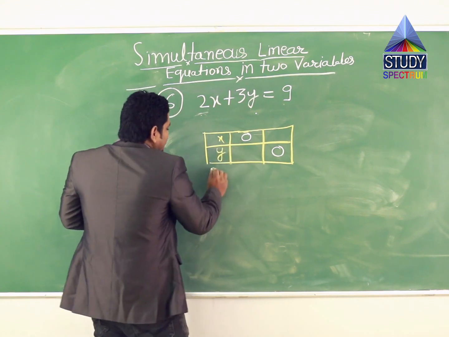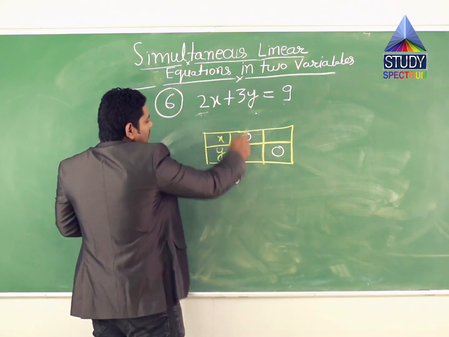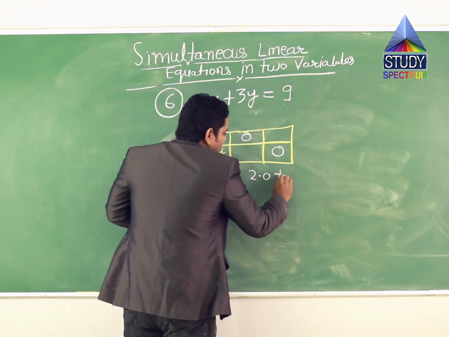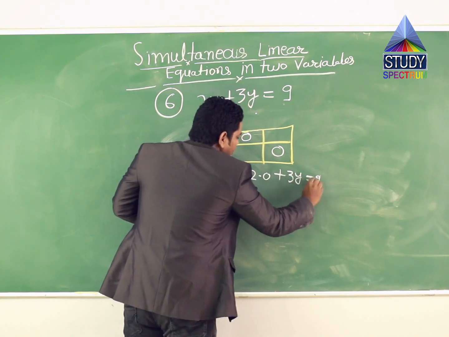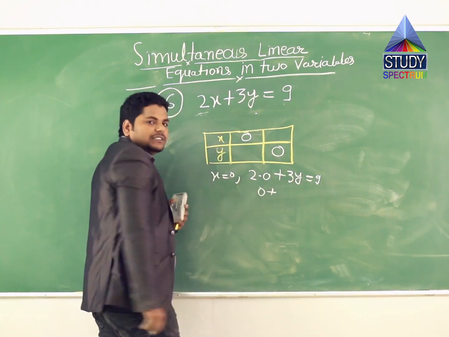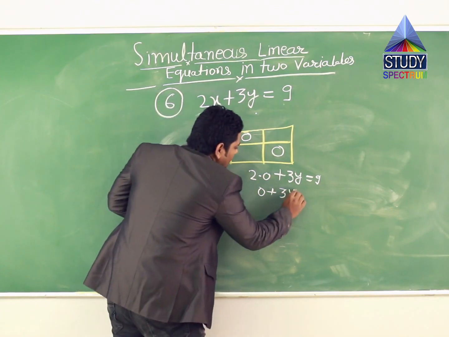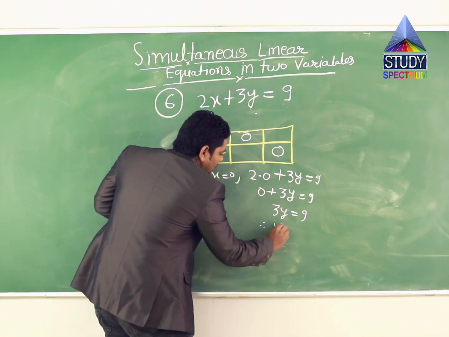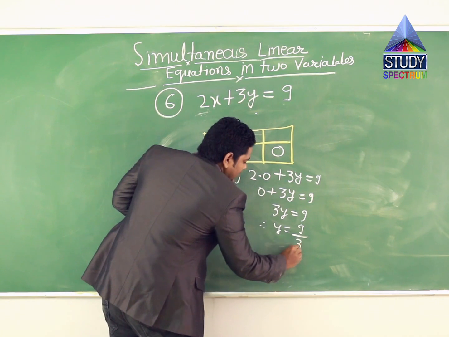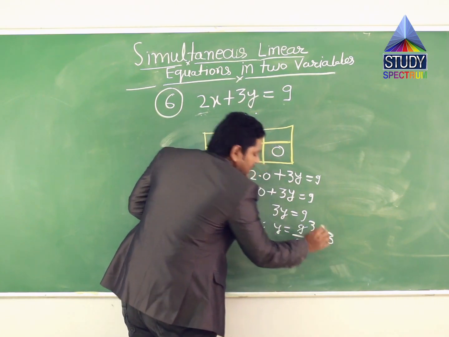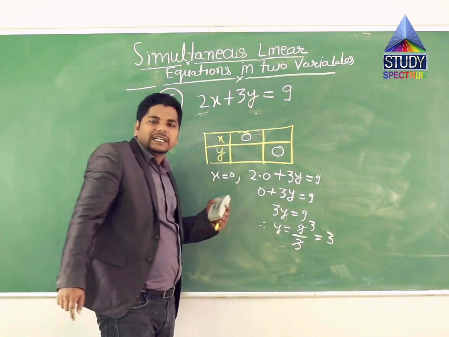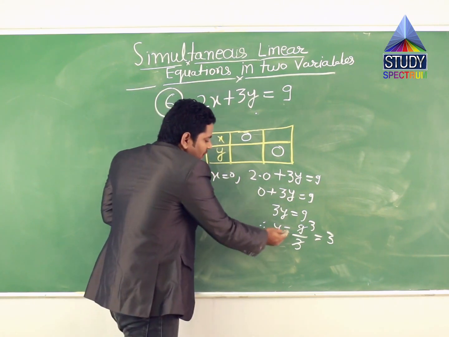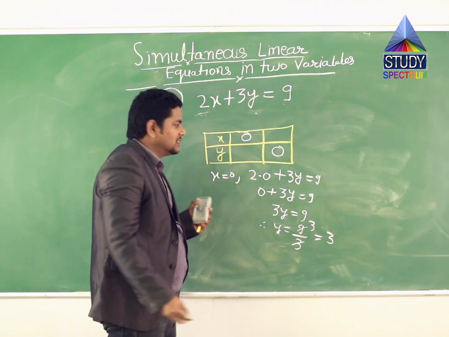So when x equal to 0, what will be y? We'll put x equal to 0 in this equation: 2 into 0, plus 3y equal to 9. So 0 plus 3y equal to 9, so 3y equal to 9. So y equals 9 by 3, that is 3. So for getting the first point, we put x equal to 0 and we got y corresponding to that x, which is 3.